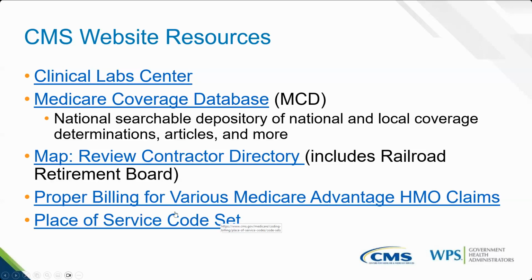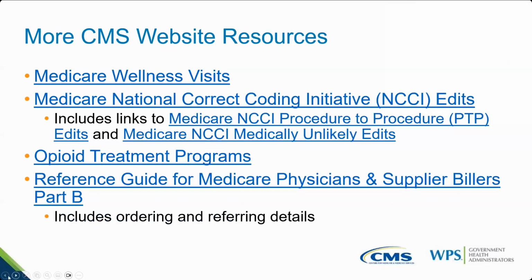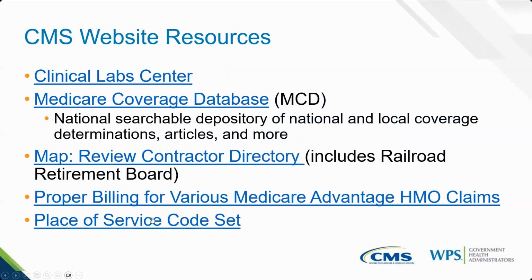Proper billing for various Medicare Advantage HMO claims. We had some rejections, I believe, or actually it was a denial when a beneficiary had chosen Medicare Advantage versus traditional Medicare. So there's a resource here, an article. Place of service code set. We had that place of service doesn't match the procedure code error pop up that I talked about. So there you will find the place of service code set, or a list of codes for professional claims.